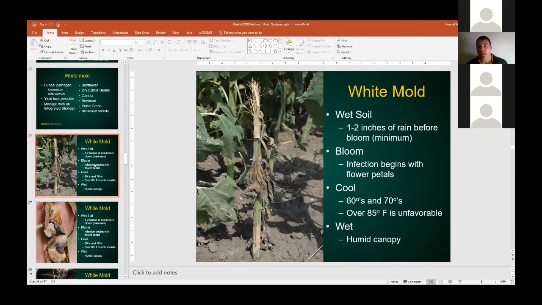Okay, so when do you get white mold? I mentioned that it's on almost every broadleaf crop, so I've got some photos to use as an example of these different crops to try to show you the story here. And this again was animated, so it might be a little choppy. So the first thing you need is wet soil. And generally 1 to 2 inches of rain before bloom is probably what you need as a minimum. If you have more, you're more likely to get more white mold, and it's all related to the biology.